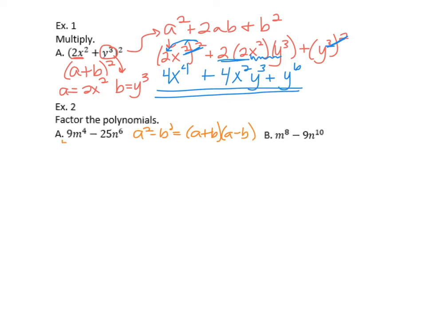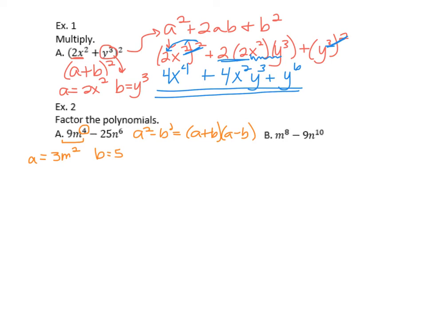If I look at 9m to the 4th, what number could I square to get 9? Well, that's not too bad. That's 3. That's easy enough. But if we have m to the 4th, and I want to square something to get m to the 4th, that's going to be m squared. All of that is what a equals. B, well, square root of 25 is 5, so that's easy enough. But then n to the 6th.